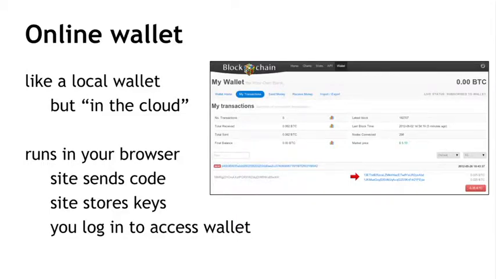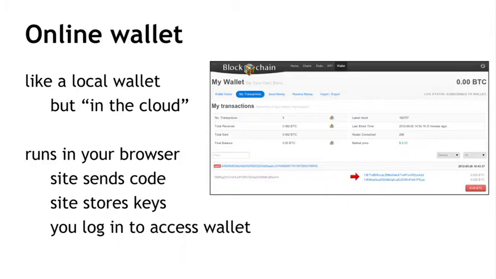So the first thing you could do is to use an online wallet. An online wallet is kind of like a local wallet that you might manage yourself, except that the information is stored in the cloud. And so you have some kind of, say, web-based interface like this. This is from one called Blockchain, but there are plenty of other online wallet services. You might have a website that you use on your computer. You might have an app that you use on your phone. So it's like a local wallet, but it's in the cloud.